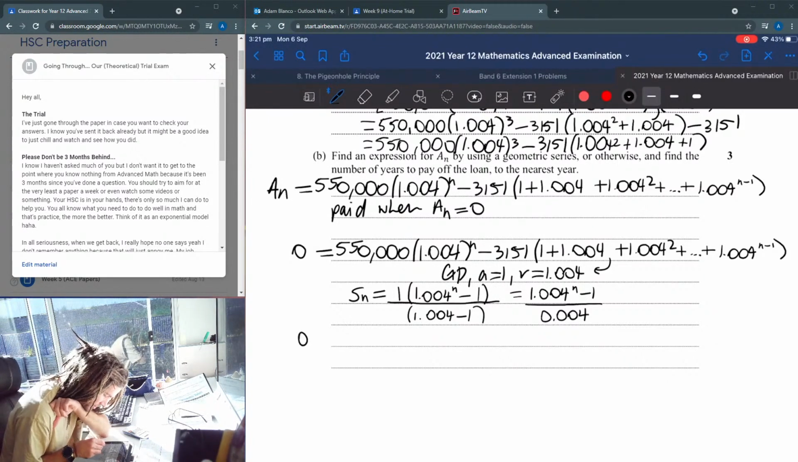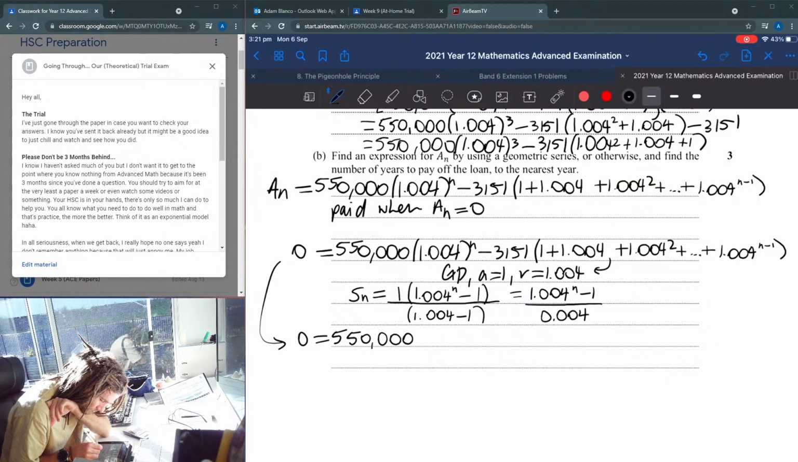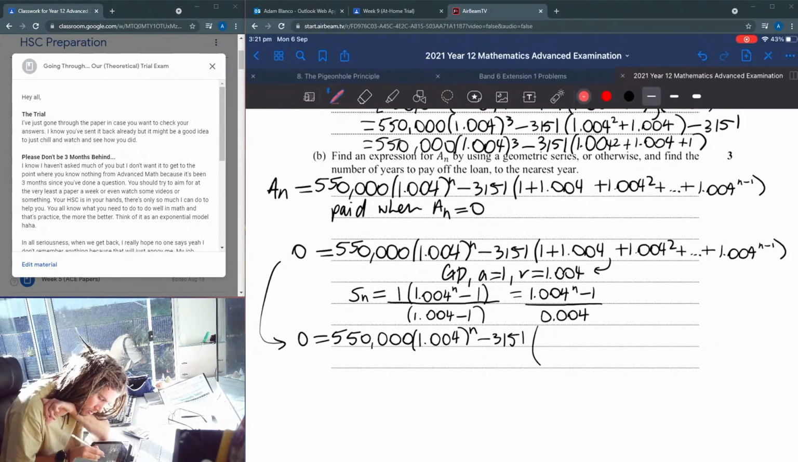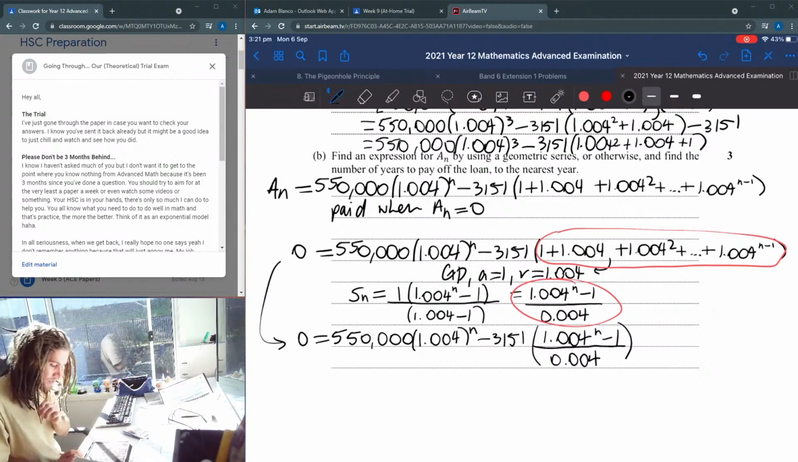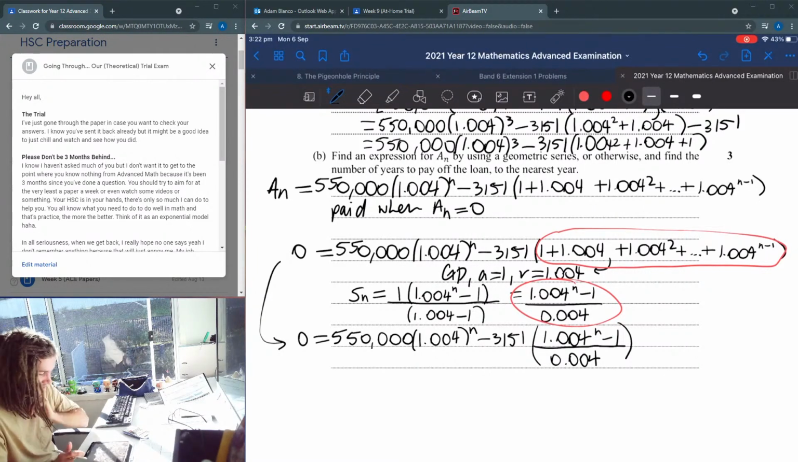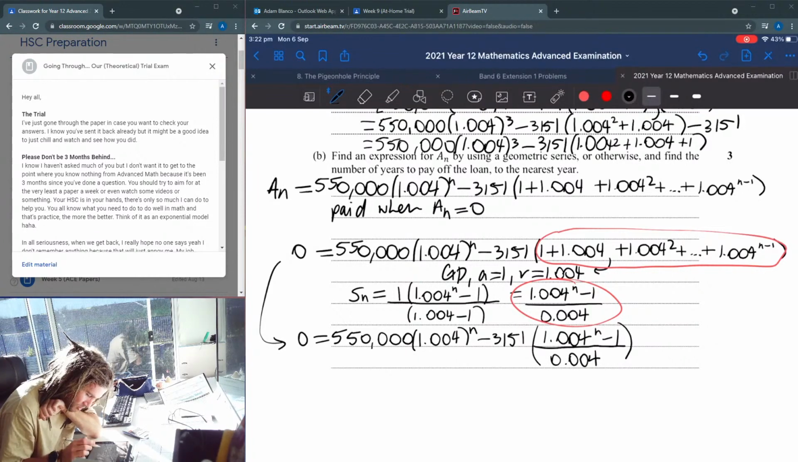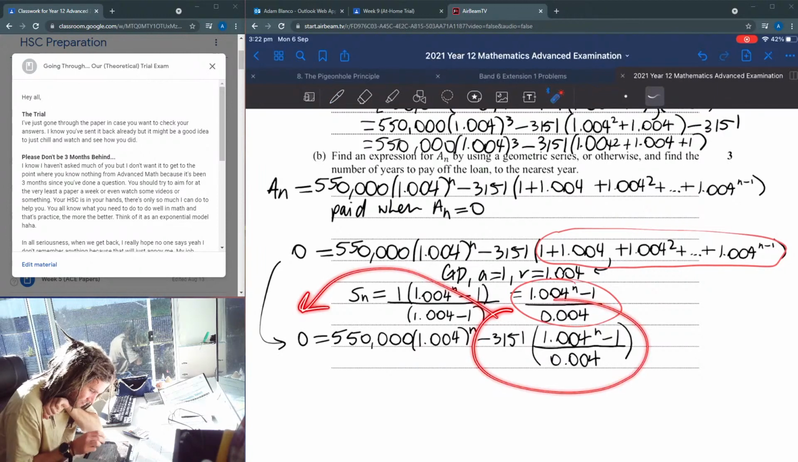Okay, so that means 0 equals, so going back to this line. Sure, in the HSC they don't make you write on these. So I'm just going to replace all of this with this. You might be asking, why am I doing this? Well, the goal is to find n. We want to know how long it takes for the loan to be paid off, so we're looking for n. You'll notice that n is stuck in two places. Okay, so let's move this over here so it becomes a positive.